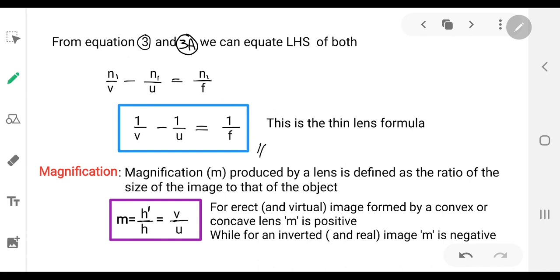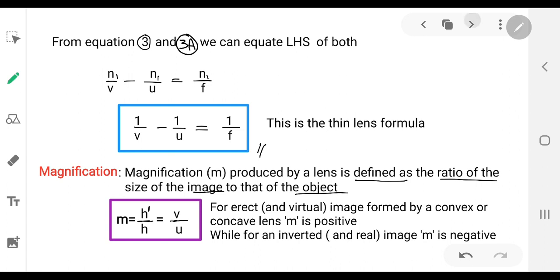You have studied magnification in the case of a mirror. What is magnification? It gives you an idea to what extent the image is enlarged or diminished compared to the object size. So magnification gives you the idea of what has happened with the image size. Magnification produced by a lens is defined as the ratio of the size of the image to that of the object, h dash divided by h. It can also be equated to v by u.